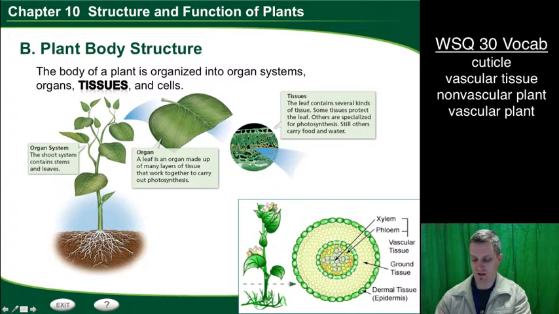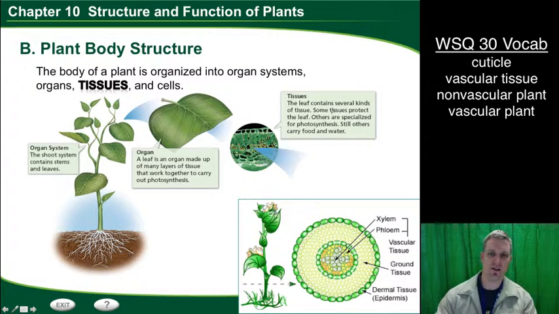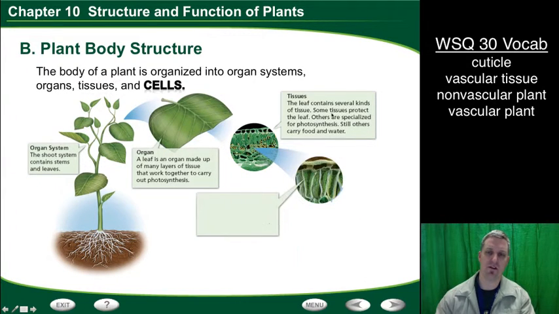Let's look at the leaf. The leaf has a multitude of different tissues inside it. You can break the leaf down into a variety of groups of different structures, and you can see the same thing in a stem or in the roots. Some tissues are designed to protect the leaf. Some are designed to gather sunlight for photosynthesis. Some carry food and water. Each of those tissues has a different function, and that function helps the plant thrive.